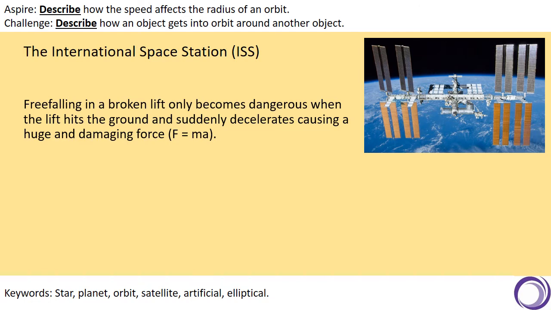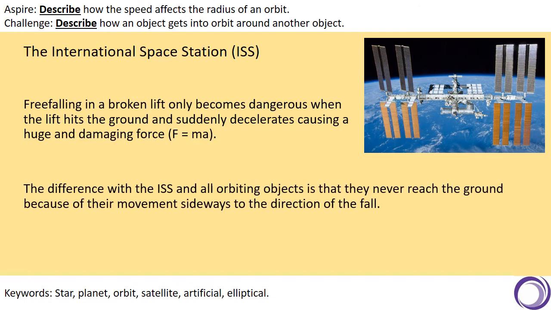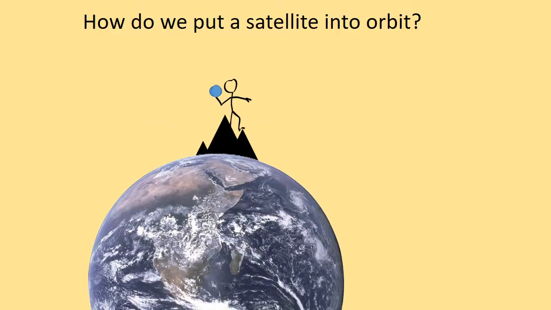In the last clip that you saw, she survived because the cable had coiled up, so it acted like a spring. So it made that deceleration a smaller number, which then meant that the force would also be a smaller number. But the difference between all orbiting objects is that they don't reach the ground, and they don't reach the ground because they're moving sideways at the same time as they're falling.